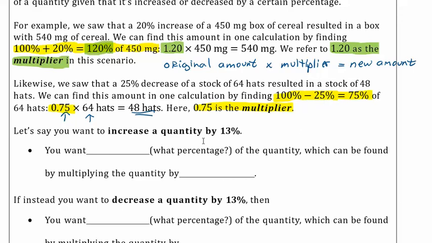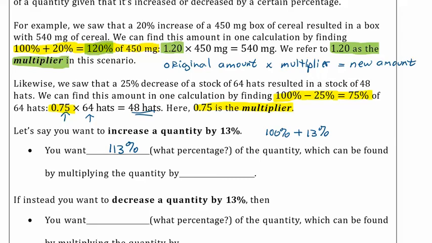So let's say you want to increase a quantity by 13%. You're going to take the 100% that you currently have, the original amount, and we want to increase that by 13%. So we want 113% of the original quantity. So what's our multiplier? It's the decimal representation of 113%.